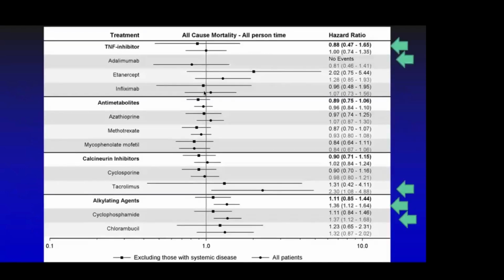And as we discussed, we did this large study with about 18,000 patients, and we found that in terms of all-cause mortality, it wasn't increased with TNF inhibitors, tending to be a little more with etanercept, which may or may not be real, and neither increased with antimetabolites or cyclosporine. And then tacrolimus tended to be a little higher, but it's a very wide confidence interval, so not much confidence in that. And then alkylating agents tended to be a little higher.